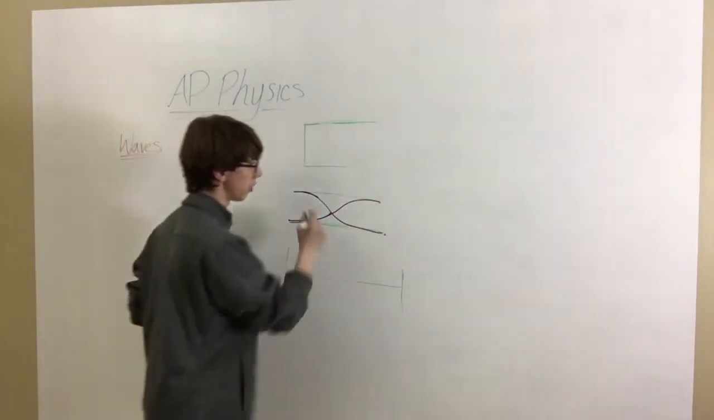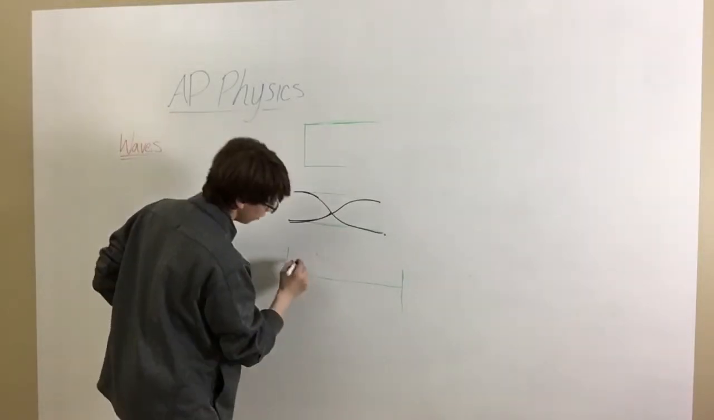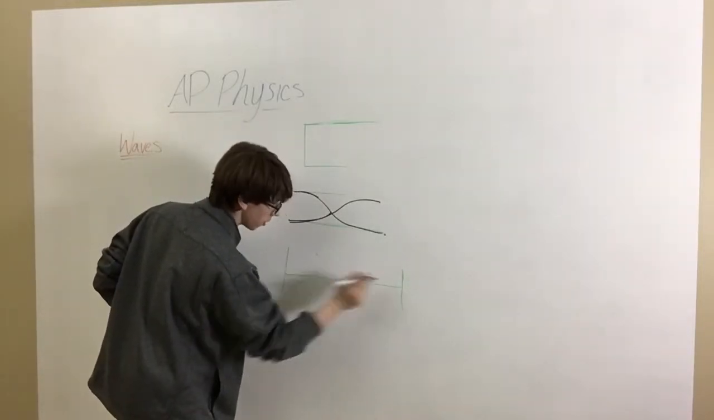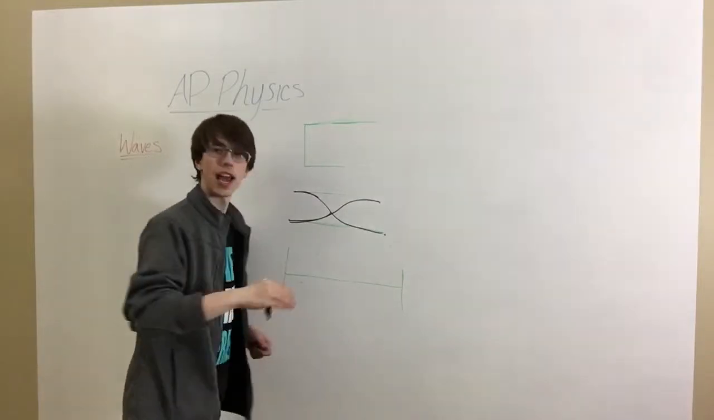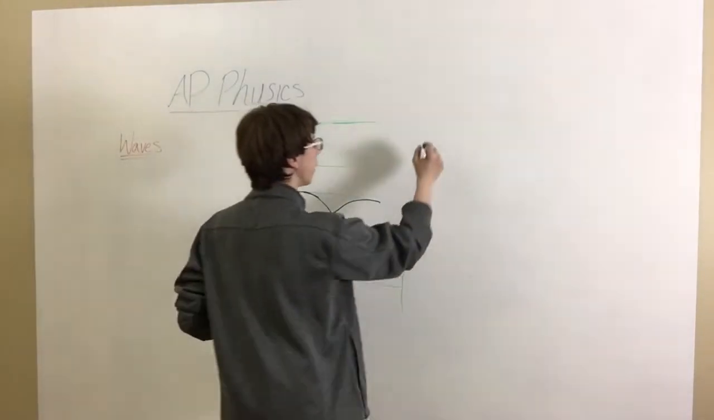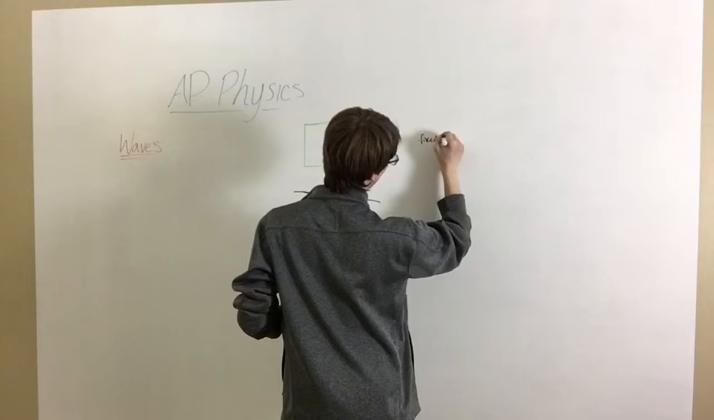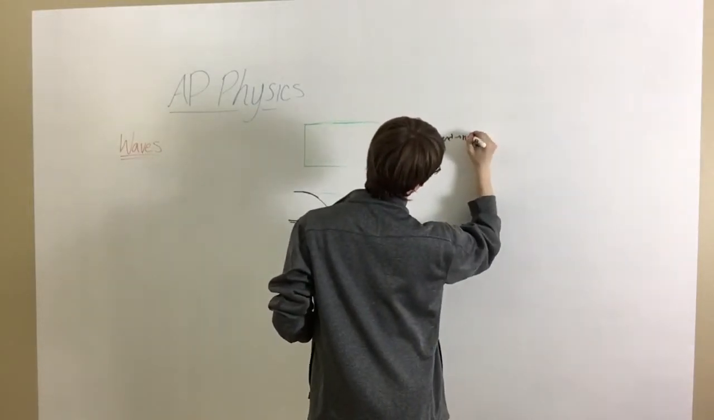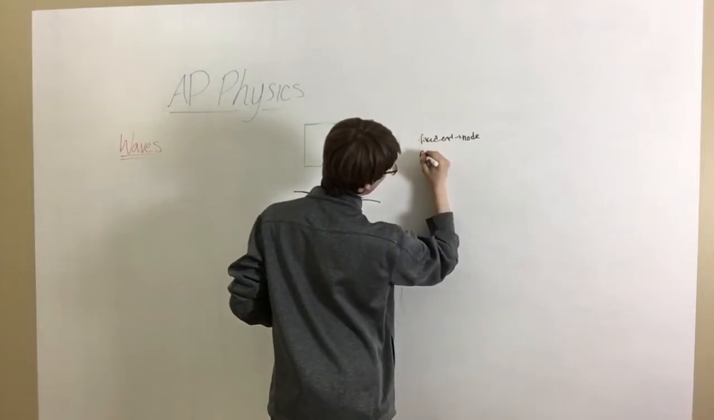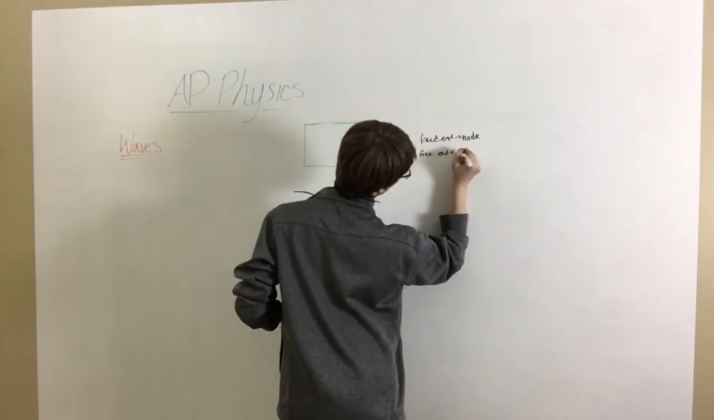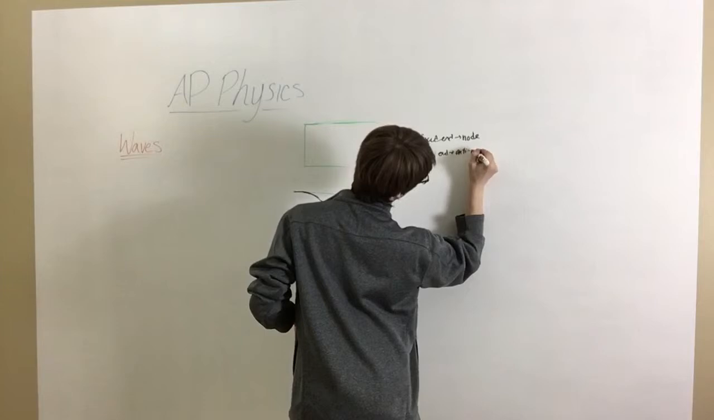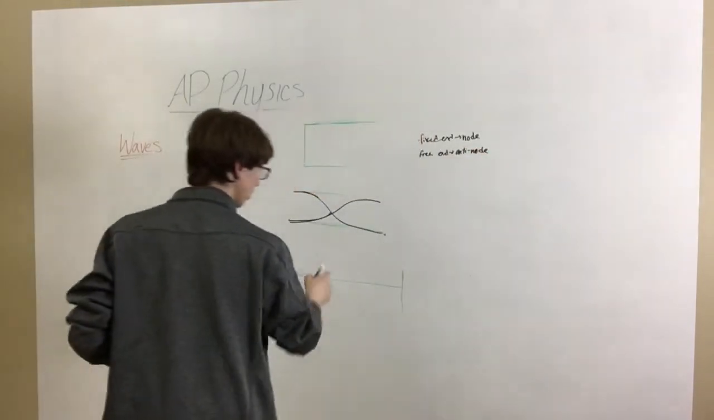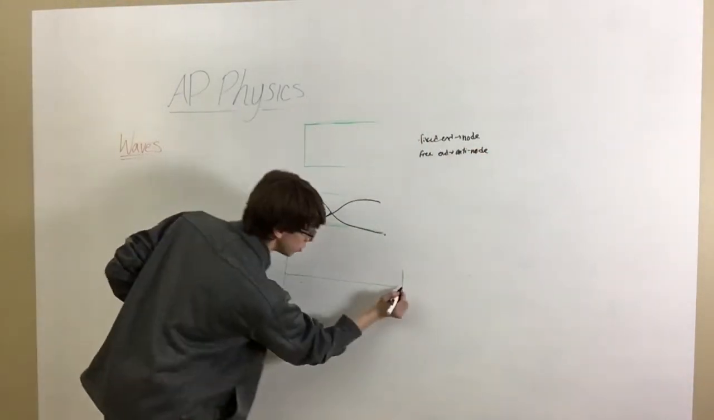Like this. So this is your first harmonic. Now here, the first harmonic starts off with, since you have two fixed ends, a node. When you have a fixed end, there's going to be a node. When you have a free end, there's going to be an antinode. All right? So here we have two fixed ends, so there's going to be two nodes.